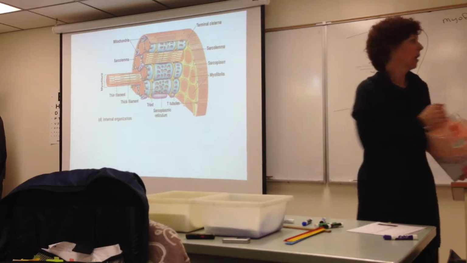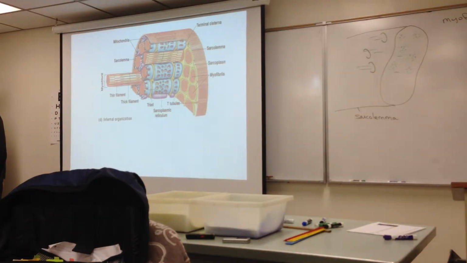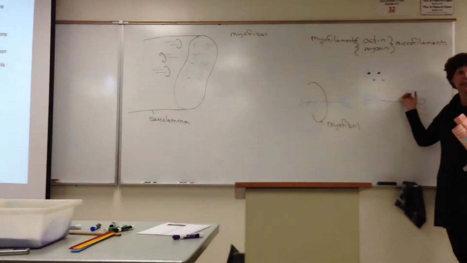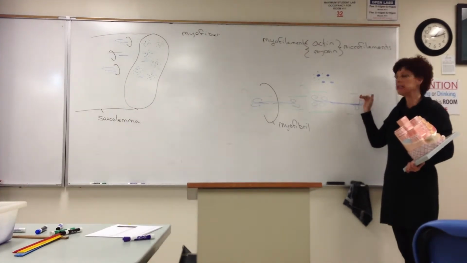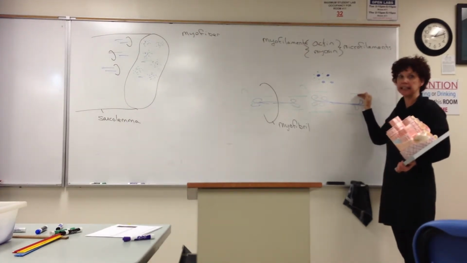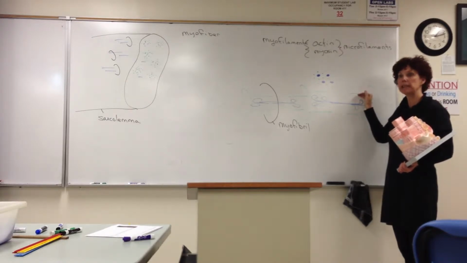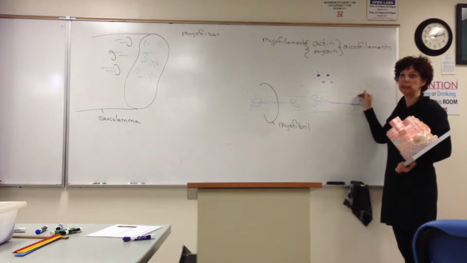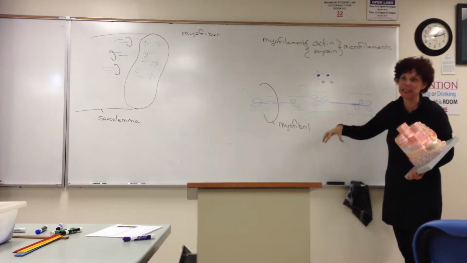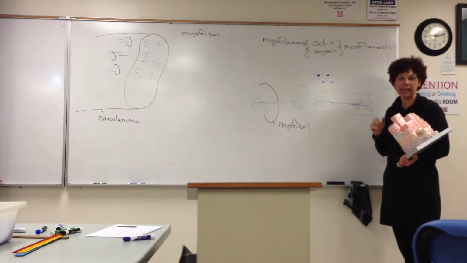Now, for the myosin to grab onto the actin, it has to have that binding site exposed. And the requirement for exposing the binding site between myosin and actin is calcium ions. So, if we want our muscle to be relaxed, we have to get rid of the calcium. If we want our muscle to contract, we have to dump calcium into the cytoplasm of the cell.